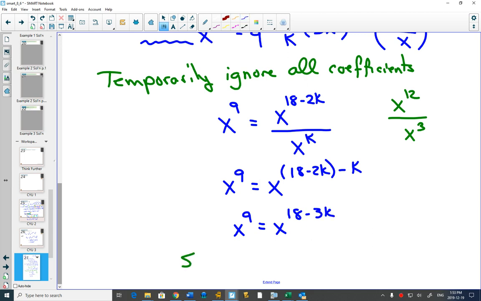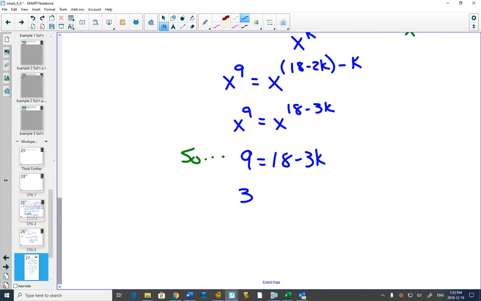This is where we went, so 9 would have to equal 18 minus 3k. Move the 3k to this side, the 9 to this side, divide by 3. And we can solve what k is equal to.